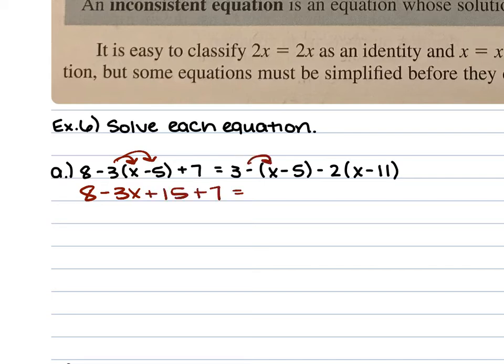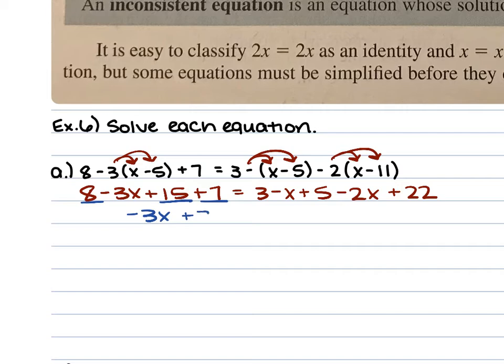On the other side of that equal sign, I'm going to distribute the negative and the negative 2. So it's going to leave me with 3 minus x plus 5 minus 2x plus 22. I'm going to combine my like terms on each side of my equal sign. So the 8, the 15, and the 7 give me a negative 3x plus 30. The negative x and the negative 2x is a negative 3x. And the 3, the 5, and the 22 give me a positive 30.